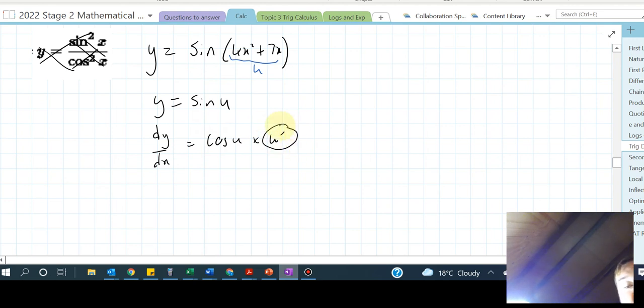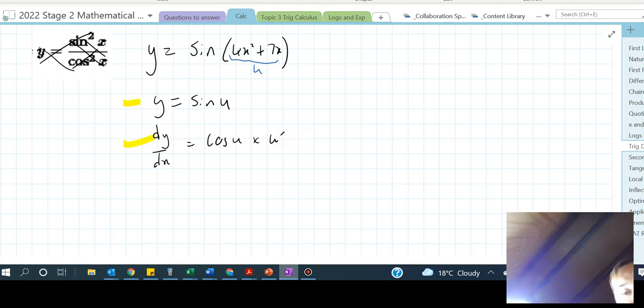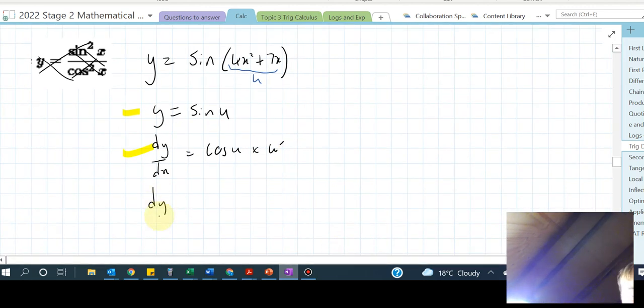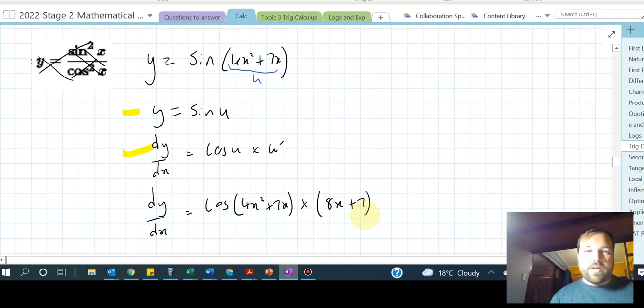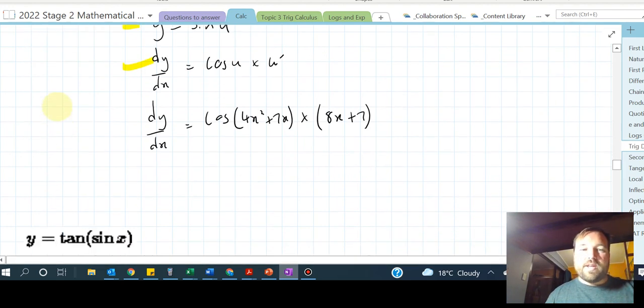And when you're doing these, you don't actually have to write these intermediate steps. I'm just sort of showing it for clarity here. dy dx equals cos of 4x squared plus 7x multiplied by the derivative of that inner, and it has to go in brackets here, so 8x plus 7. Right. So that's showing the chain rule.